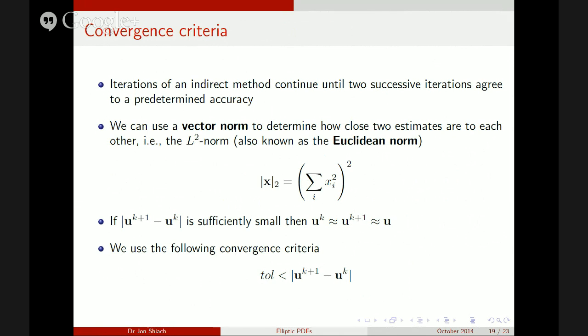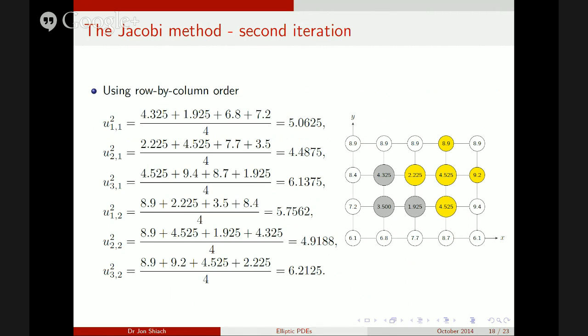And what we say is we'll stop when two successive iterations agree, or the values of those two successive iterations agree to a predetermined accuracy. Okay. But we have a problem. It's all right if we've got one value. If we keep improving on one value, when two successive values of that single value get very close to each other, we stop. But in our problem, we've got 6. Okay, we've got these 6 values.